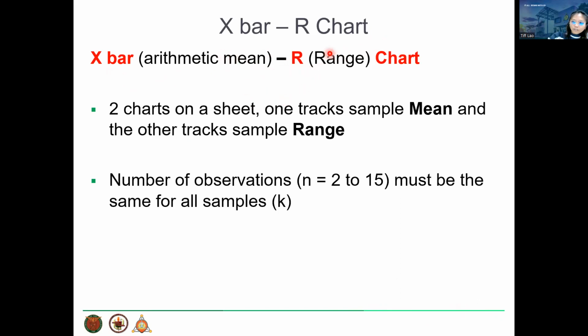So in X bar R chart, you expect that you'll be making two charts. Okay, two graphs. Ayan. Tapos, it should be noted that in making X bar R charts, you should have 2 to 15 observations per day. Each day should have an equal number of observations. Hindi pwede sa day 1, 4 lang, tapos sa day 2, 15, hindi pwede. Pag day 1, 5, dapat yung day 2, and so forth, 5 din. Klaro?